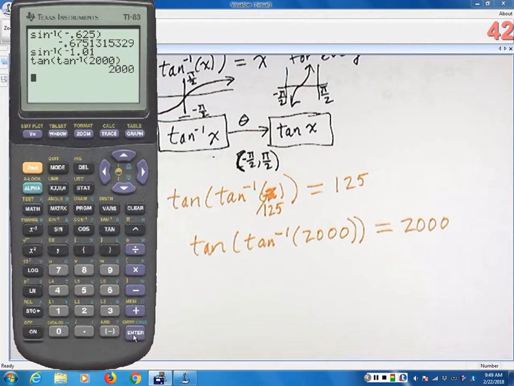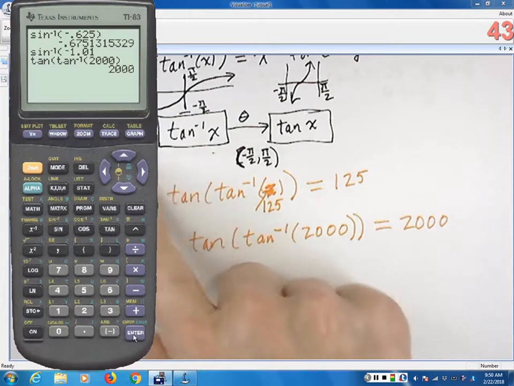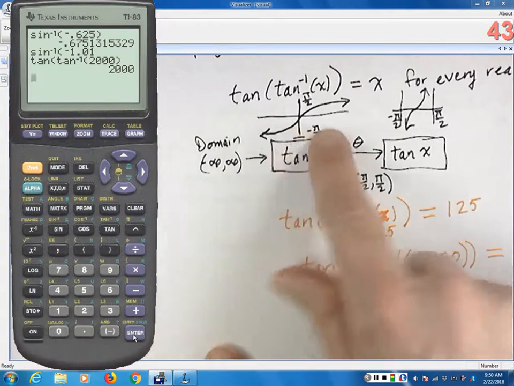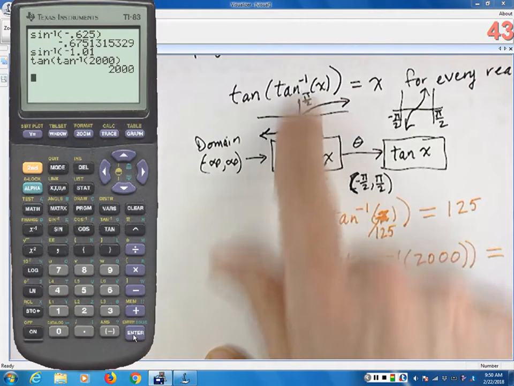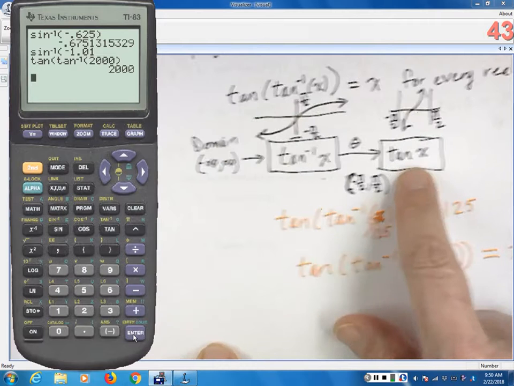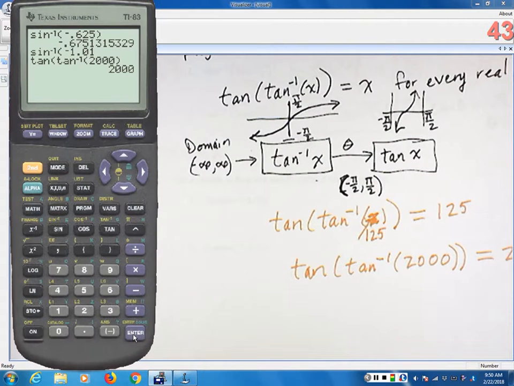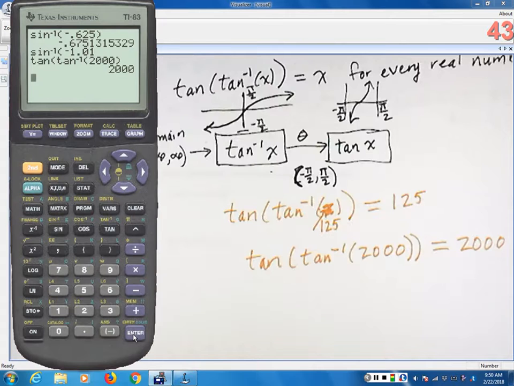And no matter what you put in, you're going to get x out. They're inverses. They're undoing each other, and there's no restrictions on the domain for tangent inverse. And whatever comes out of tangent inverse, or y, is always in the domain of tangent. So that's why this works. And you saw it on the calculator, right?